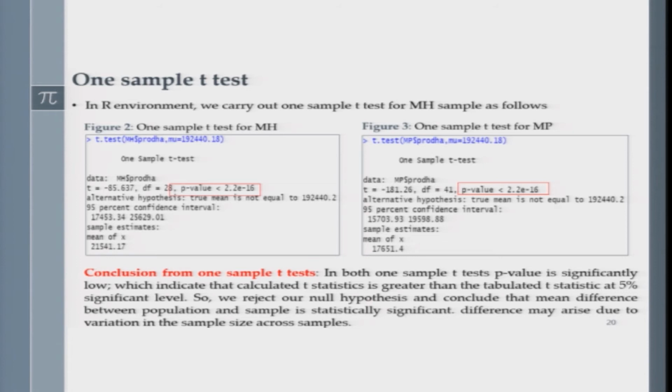You note that the p value is reported. Similarly, I have conducted the t test for Madhya Pradesh in figure 2, and the p value is also reported, and I am highlighting the p value here with this red box so that you can easily identify it. Note that the p value is extremely small. So, basically we reject our null hypothesis, and we can conclude that the mean difference between population and sample is statistically significant.